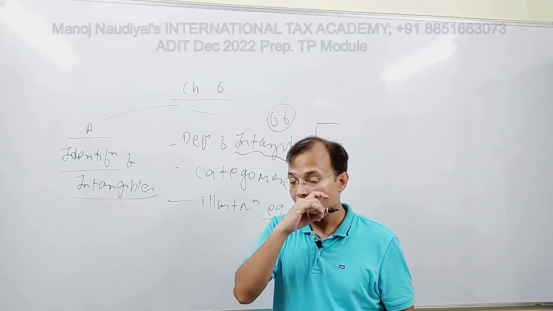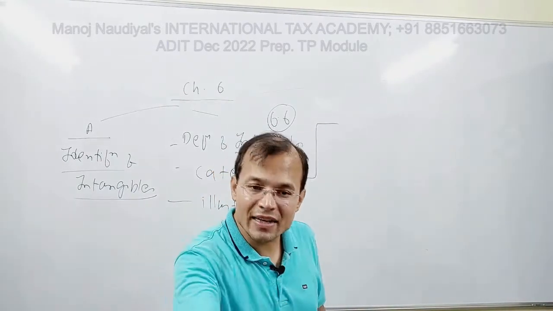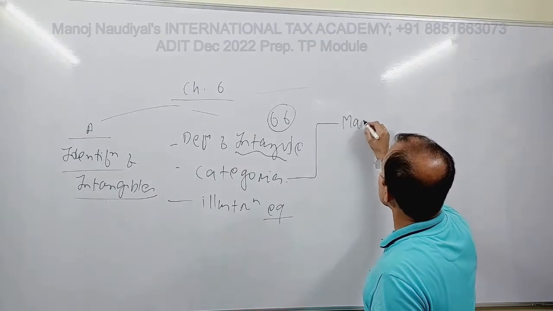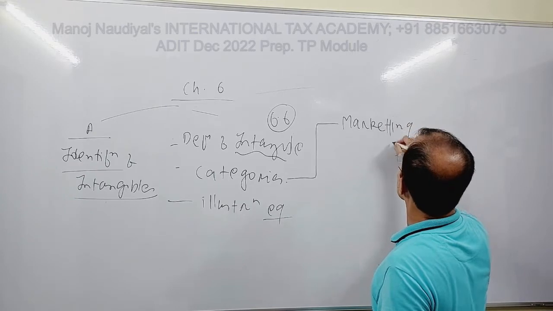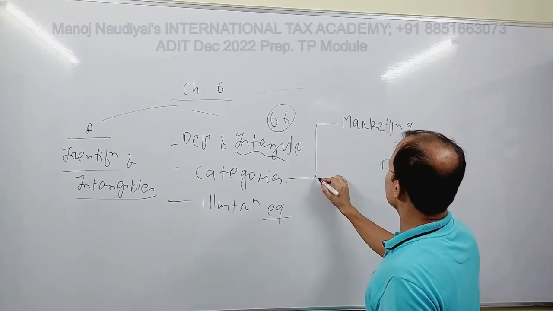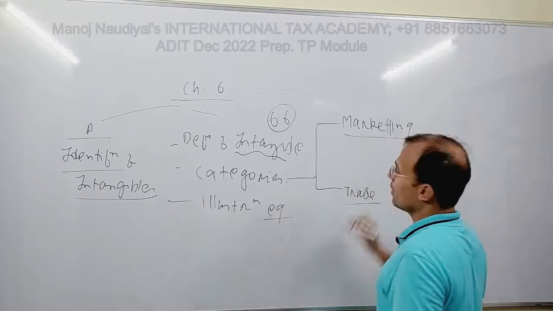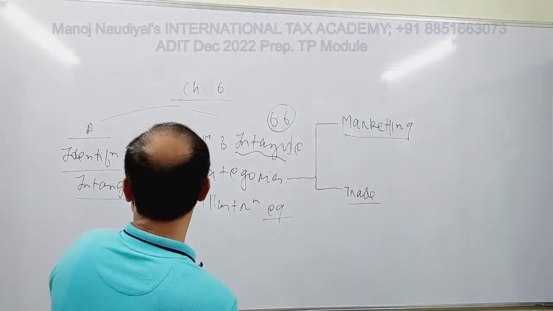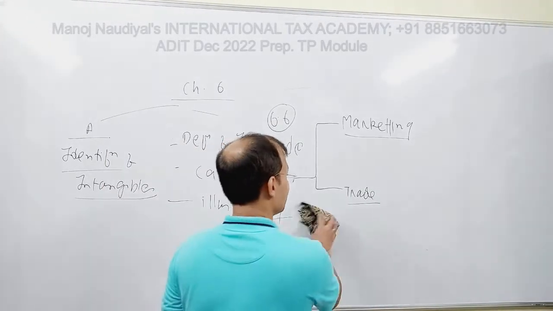The first category will divide the intangibles into two: marketing intangibles and trade intangibles. Fine. So marketing intangibles and trade intangibles.